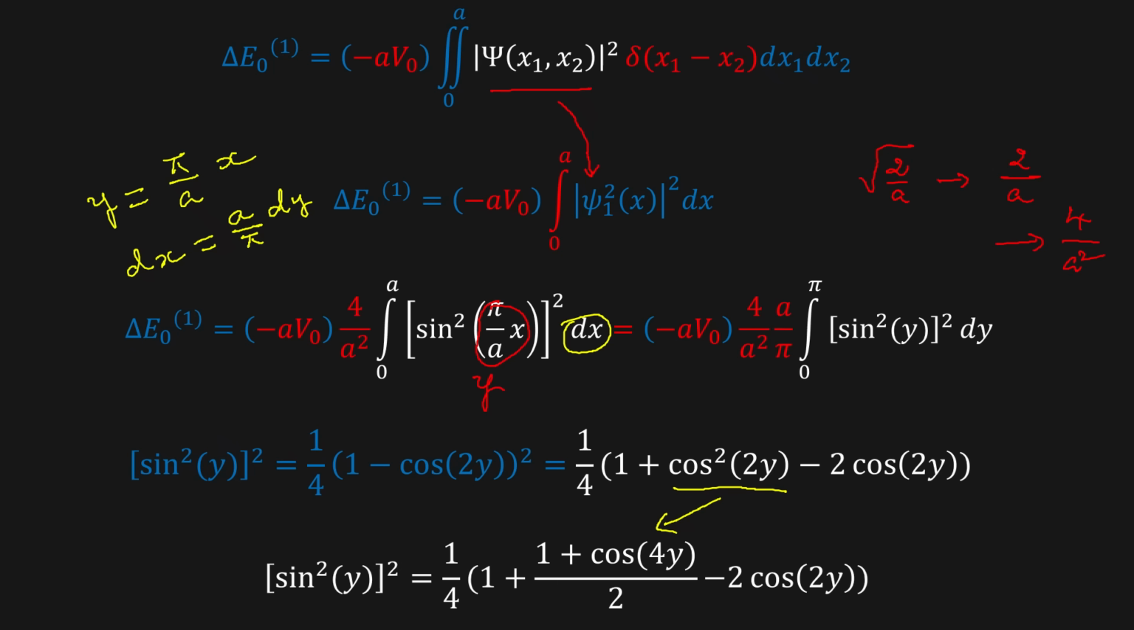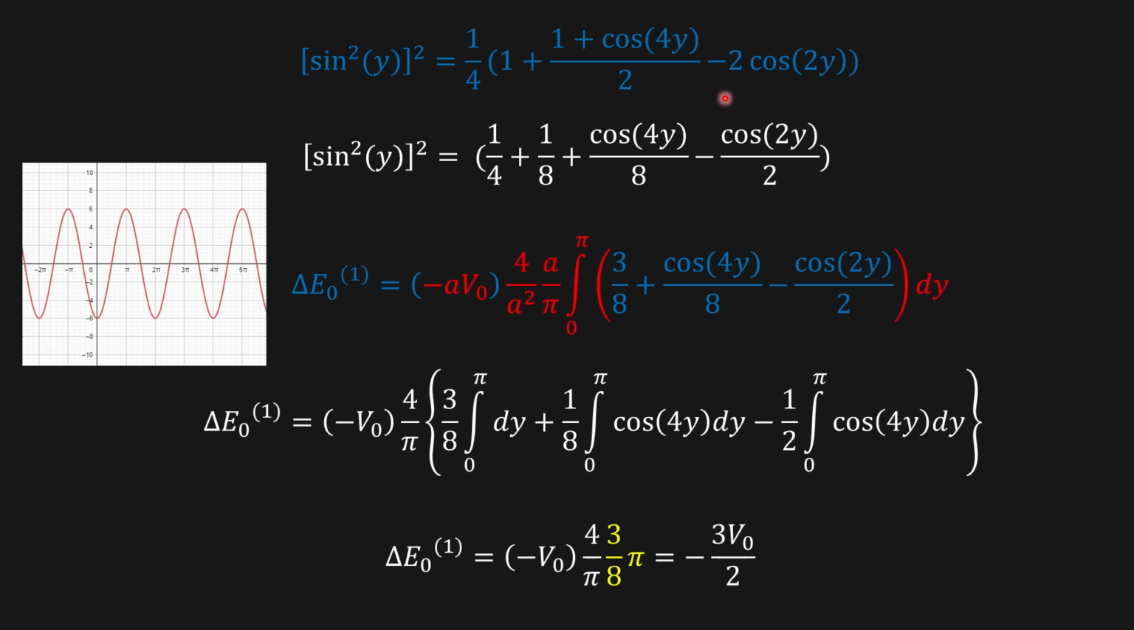This is because of the relation that cos squared theta is equal to 1 over 2, 1 plus cos 2 theta. Here theta is 2y, so 4y. This is the expression. So I am taking 2 in the denominator. So you will get 1 over 4, 1 plus cos 4y over 2 minus 2 cos 2y. Now we will simplify it further. So finally we got this expression.